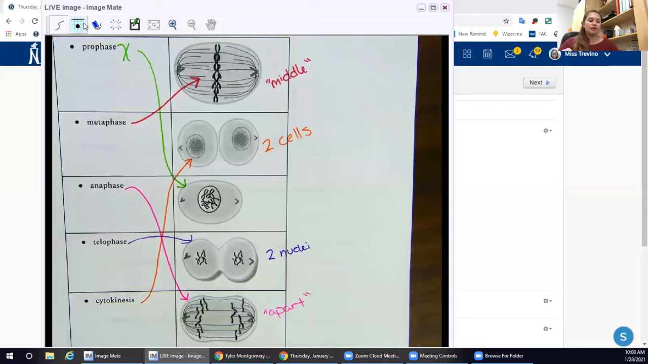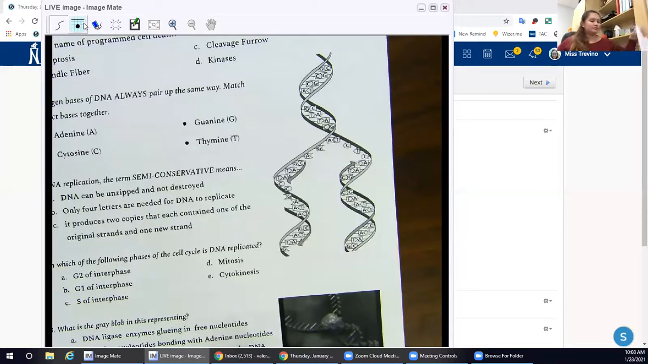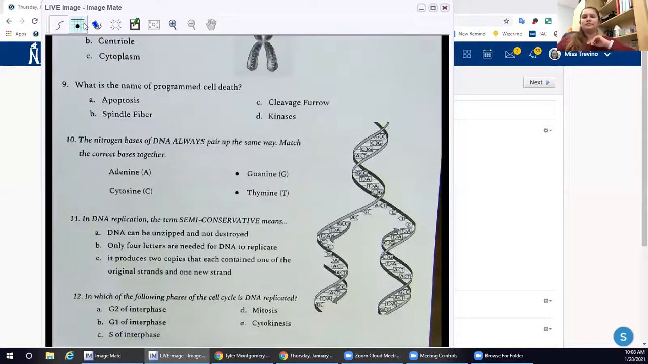Any questions on the images? All right, let's keep going. We have 1 more page left. It was a pretty easy review.